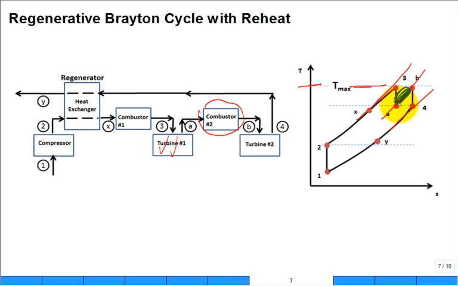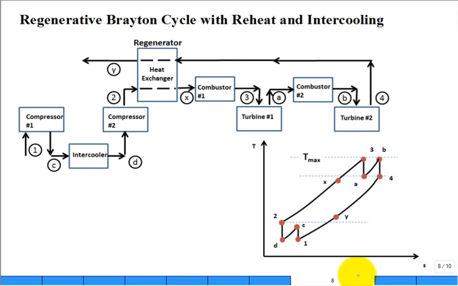Goes all the way back to Carnot. Same idea with the vapor power cycle. Bring in as much of your heat transfer at as high a temperature as possible. I don't solve a problem with that. The problems get more complex. Maybe next time I'll solve one with both reheat and intercooling. But first, let's talk about what intercooling is.